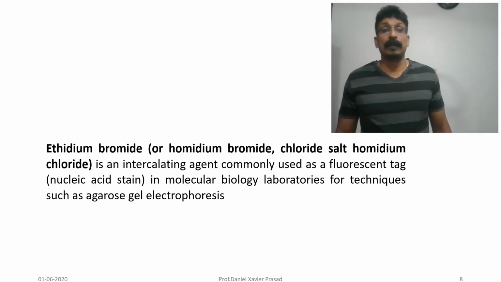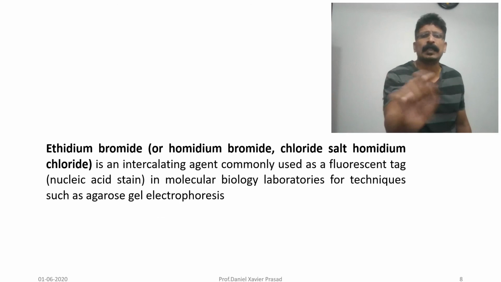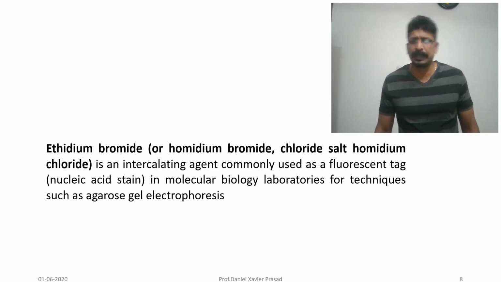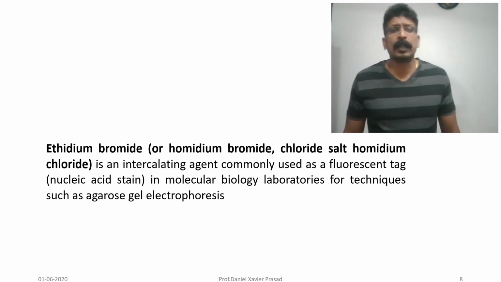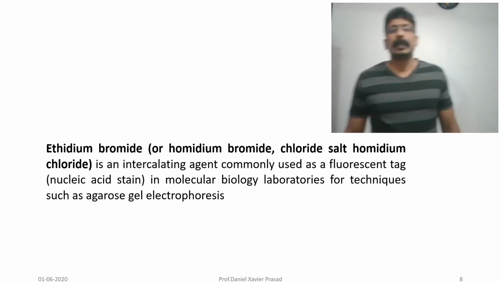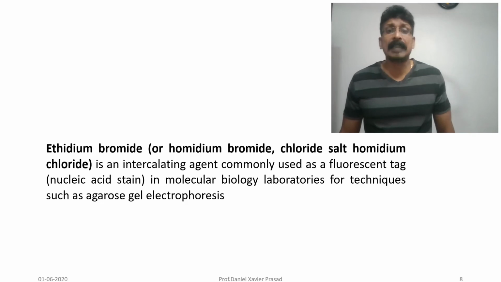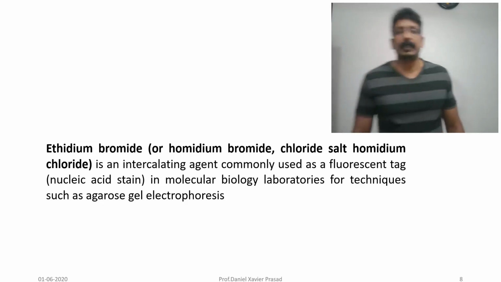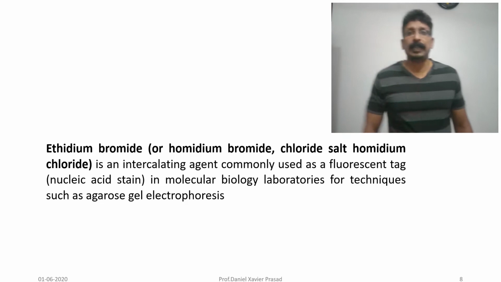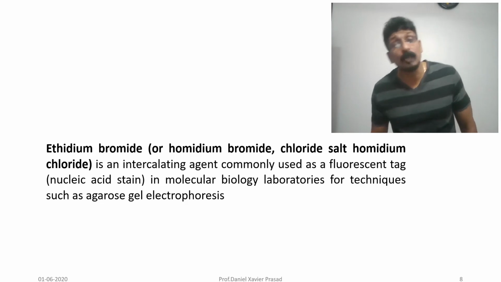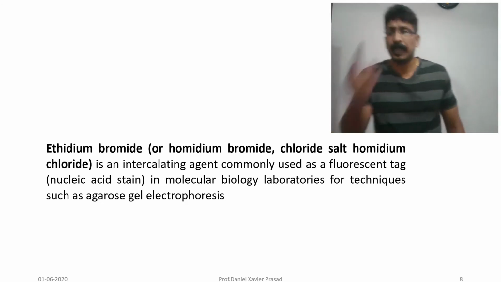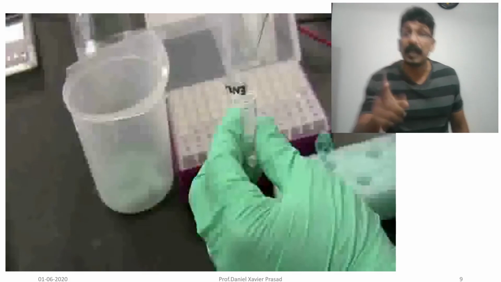Ethidium bromide is a developing fluorescent fluid used in this DNA fingerprinting electrophoresis technique. It can also be called homidium bromide or homidium chloride. It is an intercalating agent commonly used as a fluorescent tag, a nucleic acid stain, which can identify the DNA molecule, in molecular biology laboratory techniques such as agarose gel electrophoresis. This video which I have taken is of agarose gel electrophoresis, which will show you very clearly.